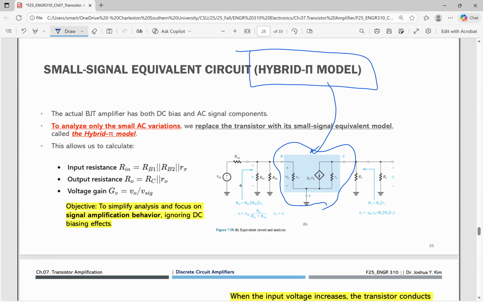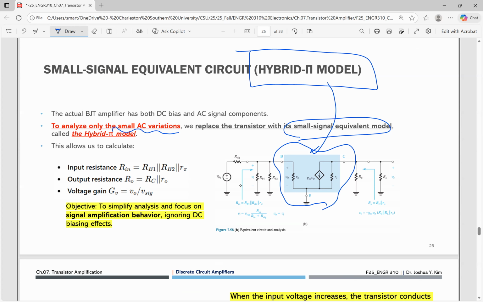So again, the real case, the actual BJT amplifier has both the DC bias and AC signal components. We have also learned this from lab 6 and 7. Especially to analyze the small AC signal variation, we replace the NPN BJT transistor with a small signal equivalent model. In this case, we have a lot of choices, but we're going to use the hybrid pi model.